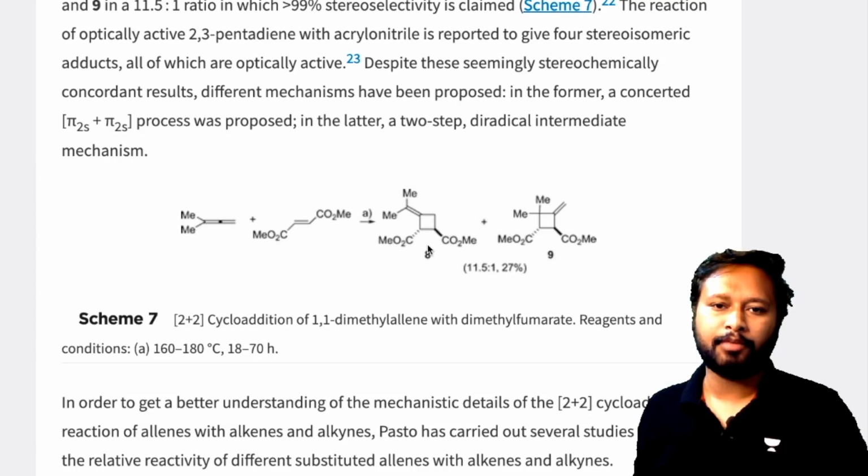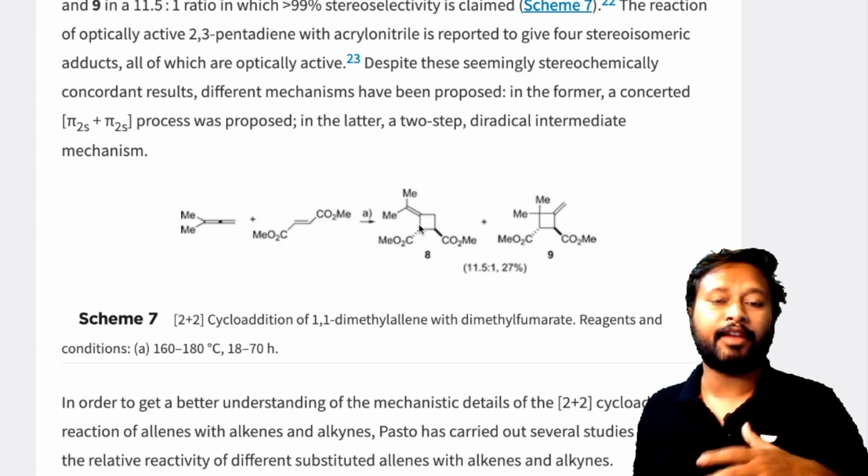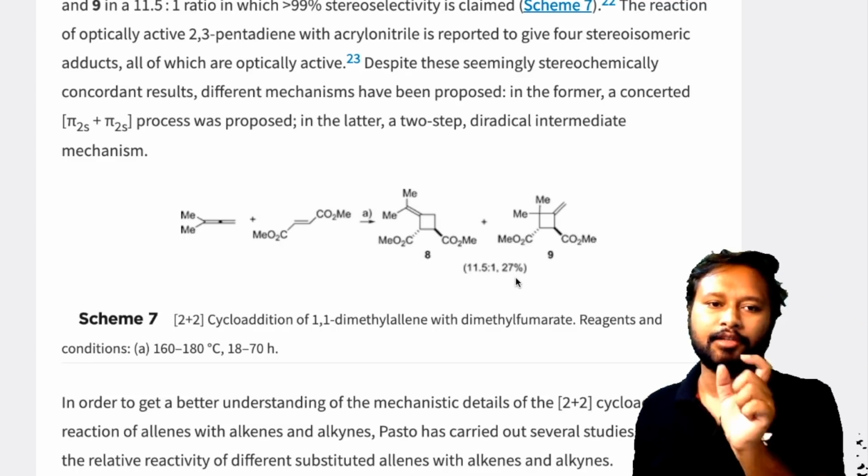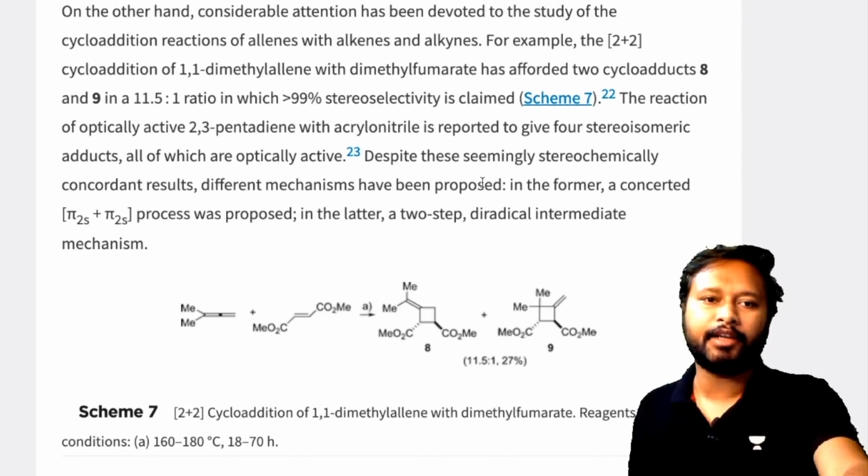On reacting, you are getting two products, number 8 and product number 9, and if you see the ratio, product 8, which is this, is 11.5 times more than product 9. So the ratio is given as 11.5:1. That means this is formed 11.5 times more than this, and 27% is the yield. You can read the text over here also.